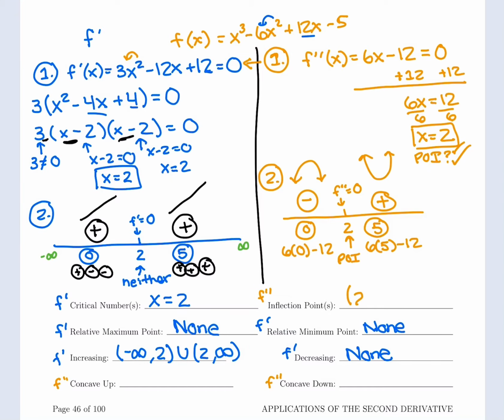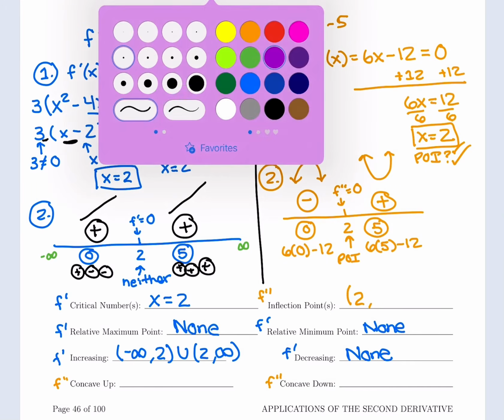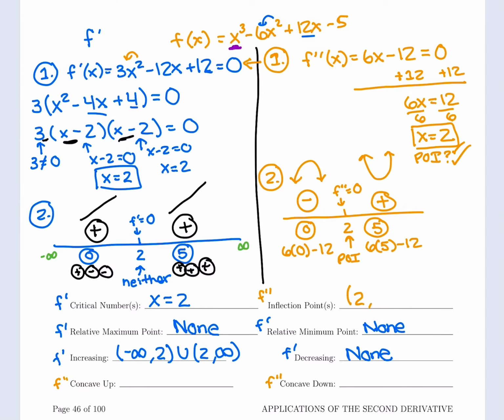So I have to plug in and find a y value, which is a bummer. But I'm going to go back to the original function, and I'm just going to plug in 2. So I would do 2 cubed minus 6 times 2 squared plus 12 times 2 minus 5. Plugging into the original, I get a y value of 3. So this is f of 2. Only time you ever use the original: derivatives on sign chart, original to find a y value.